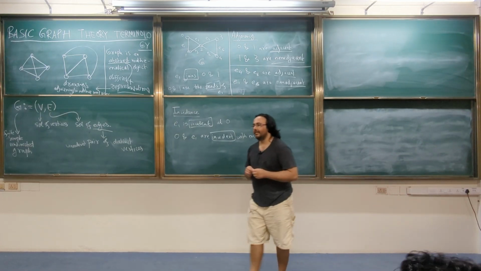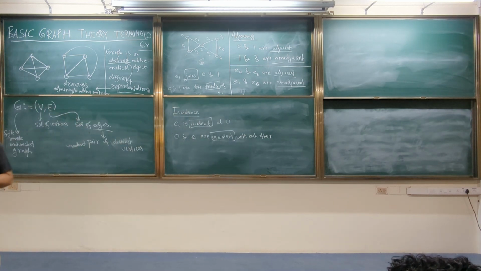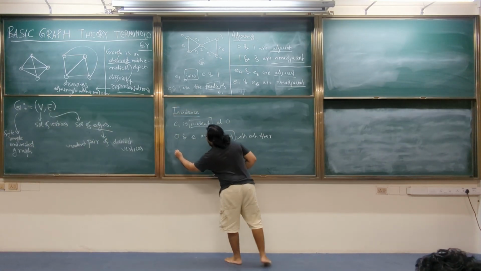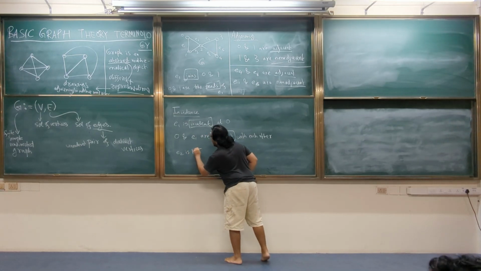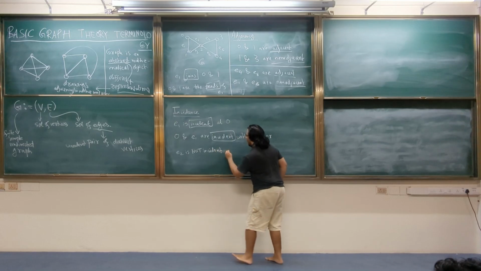Yeah? You don't define it. Yeah, what is it? Can you give me an example? Just guess. What do you think is an example of a vertex and an edge that are not incident with each other? E2 and 4. E2 is not incident at 4.